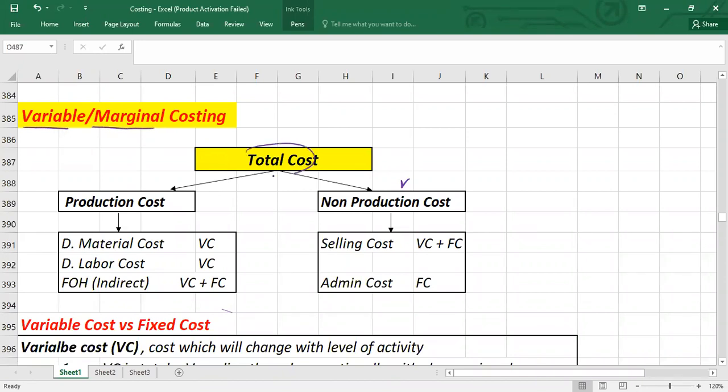Guys, the total cost of the factory we can divide into two categories. One is called production cost and the second is called non-production cost. And production cost can further be classified as direct material cost, direct labor cost, or factory overhead. Okay, and non-production cost can be classified as selling cost or administration cost.